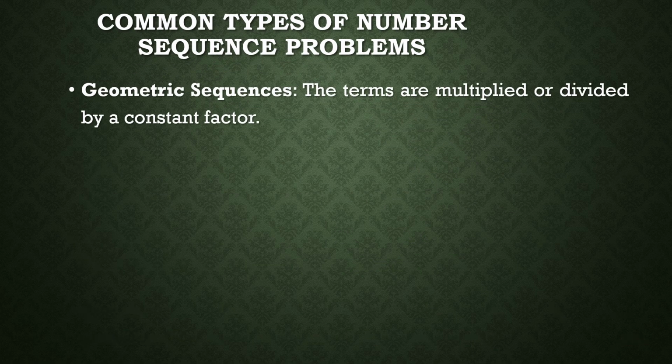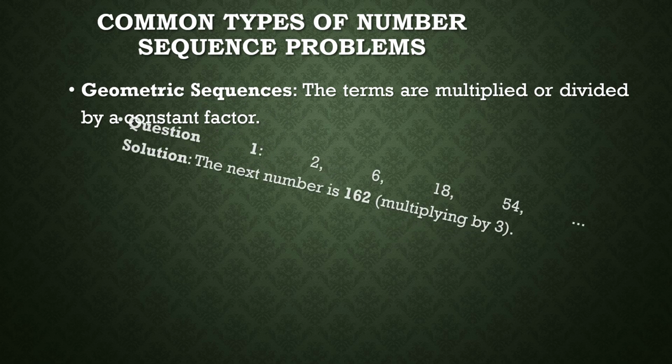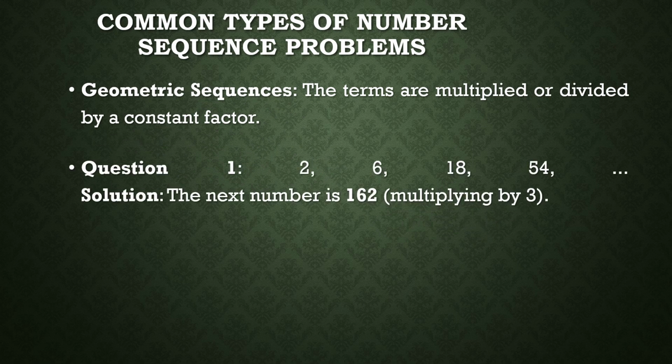Let's see what the other common sequence problems are. The next in the list is the geometric sequence. In this kind of problem, the consecutive numbers are either multiplied or divided by a constant factor. The very first example: 2 is multiplied by 3, which gives us 6. 6 multiplied by 3 is 18. 18 multiplied by 3 is 54. And the next number would be 54 multiplied by 3.